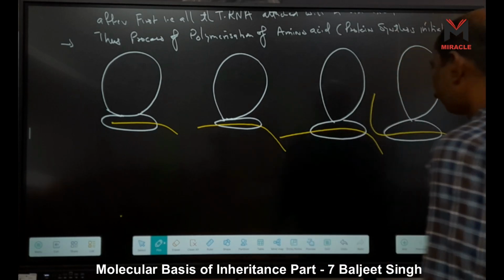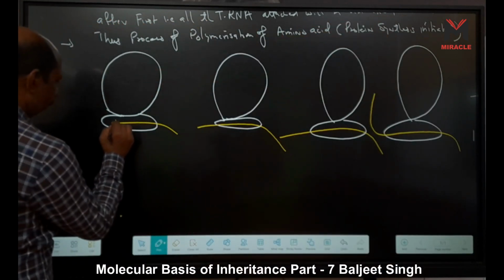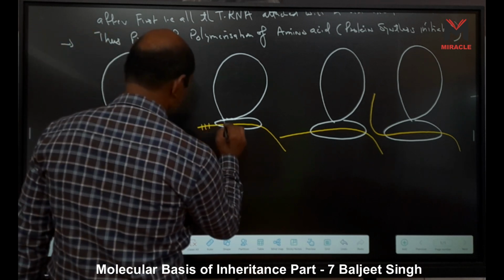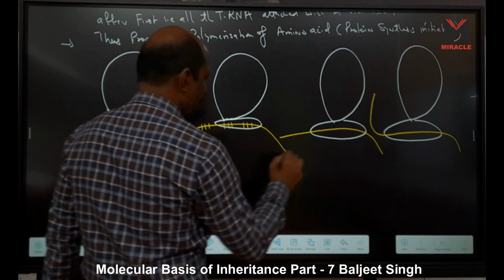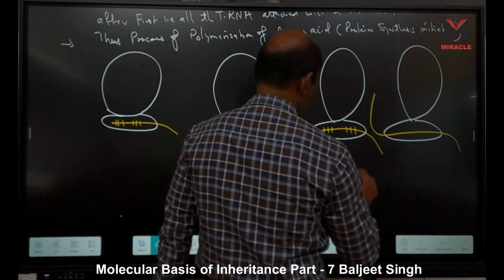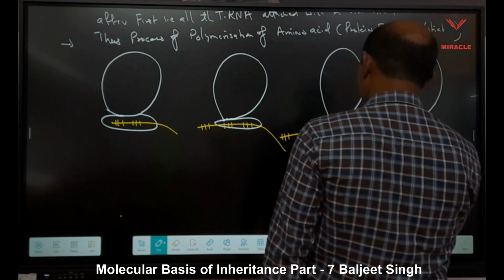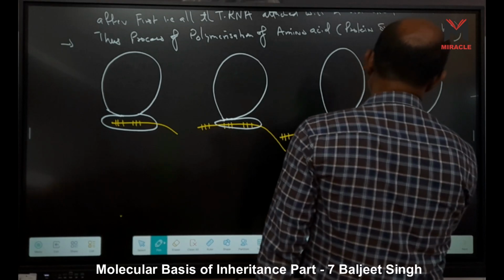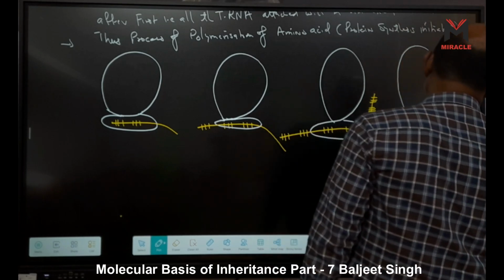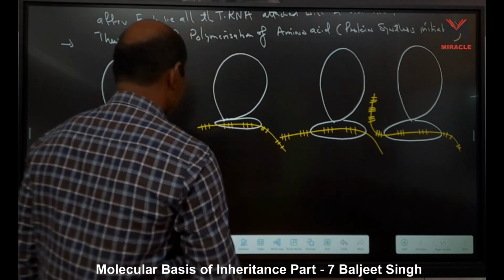Here codes are there. We can write here 1, 2, 3, 1, 2, 3 and so on. These are codes. These are genetic codes.